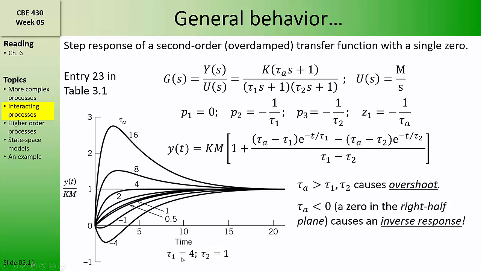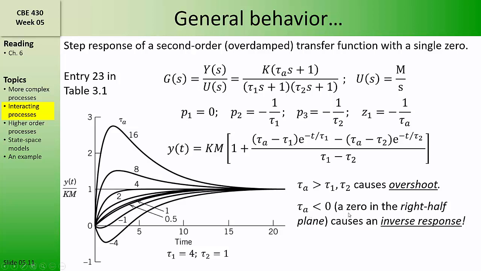This is plotted for tau 1 equals 4 and tau 2 equals 1, with various values of tau A. And we see behavior similar to that for the lead lag element. That is, when tau A is greater than both of the denominator time constants, tau 1 and tau 2, we have overshoot, where the initial response to the step input goes past the final steady state and then decays to the final steady state.